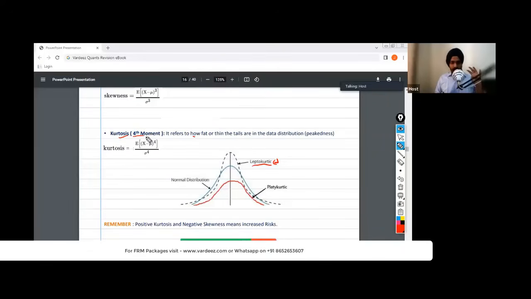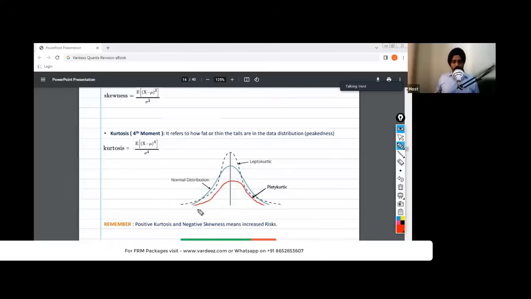It's the fourth moment, and that's the reason you have, over here, to the power 4, and in the denominator we have standard deviation to the power 4. It refers to how fat or thin the tails are as compared to the normal distribution, and ideally it tells you about the peakedness. If you pull up, the tails are going to be stretched out, as you can see here. The tails are being stretched out, and that's the reason leptokurtic is bad.